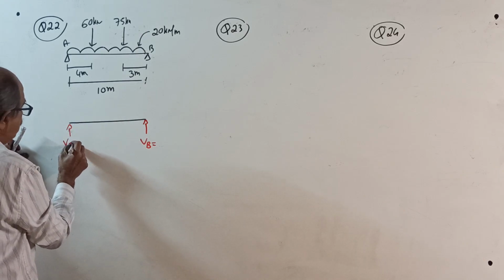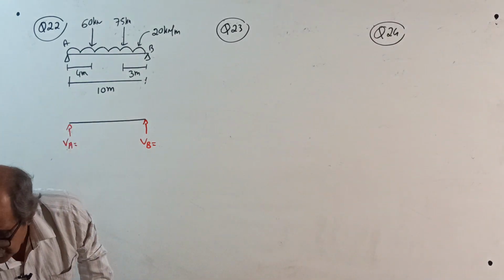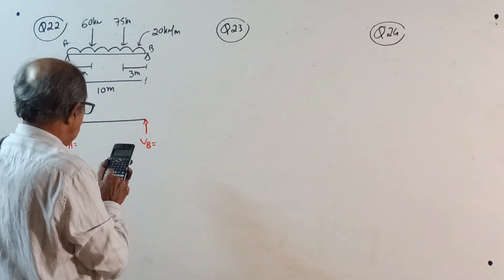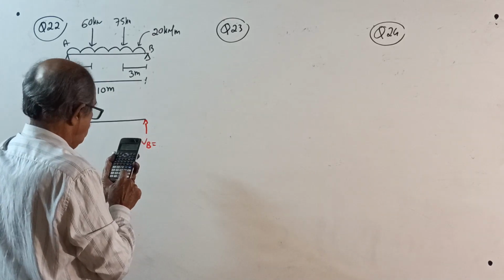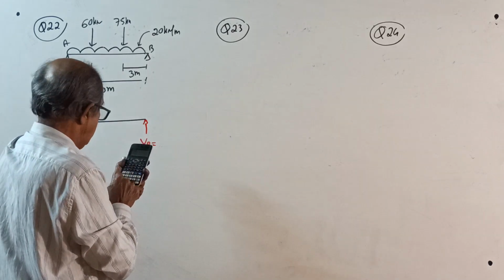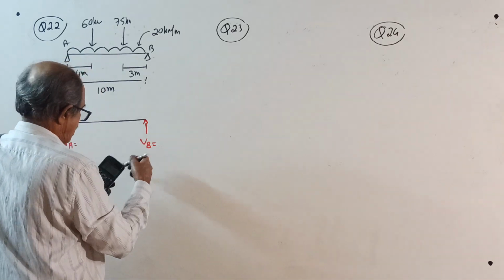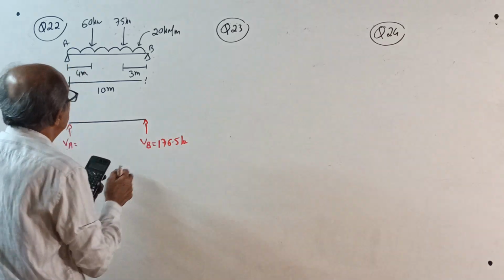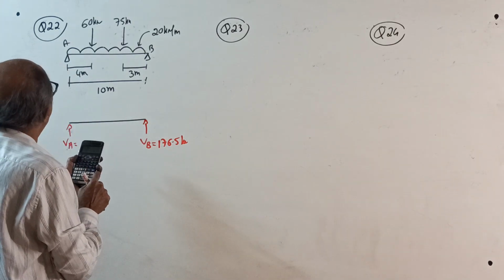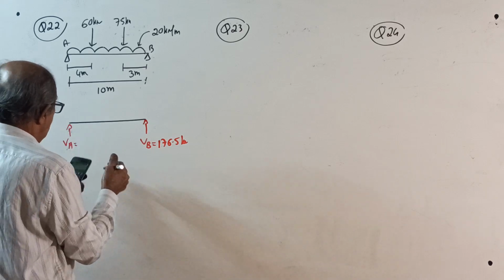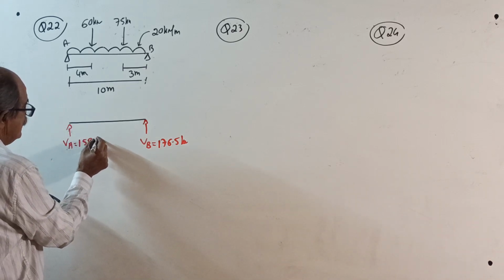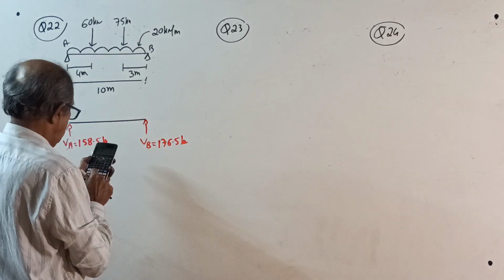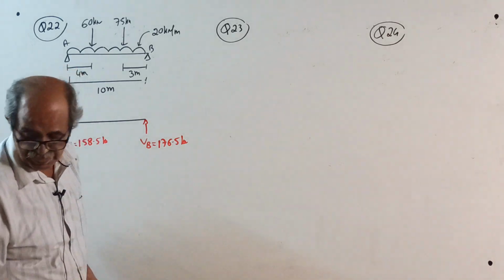See, when I give simple support, I write V. When I give roller support, I write R, then V. That is the reason I told you. 60 into 4 plus 75 into 7 plus 20 into 10 into 5 divided by 10. 176.5 kilonewton. Every question I am checking because I do not want that comment of answer wrong. Minus 200, minus 75, minus 60. 158.5 kilonewton. Check the answer. 75 into 3, 60 into 6 plus 200 into 5. Correct.